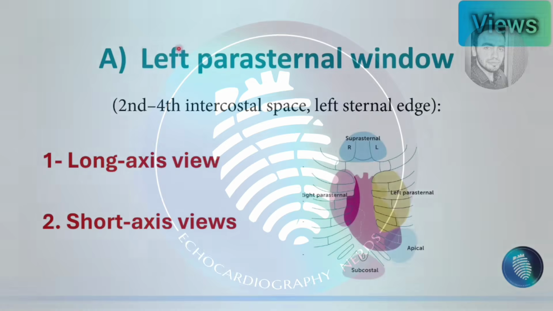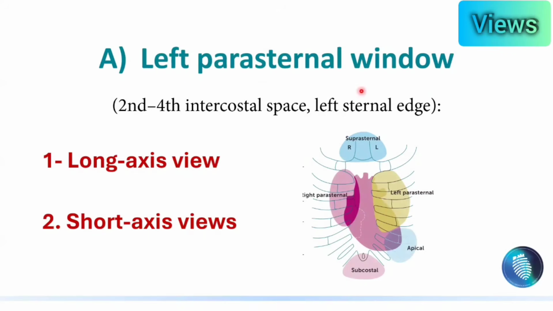First of all, we will talk about the left parasternal window. The left parasternal window is between the second and fourth intercostal space, left sternal edge. If we look at this picture, this illustrates what we are talking about. This is the sternum, and these are the intercostal spaces, and this is the left parasternal window. This is the apical window, and this is the subcostal, this is the suprasternal, and the left parasternal.